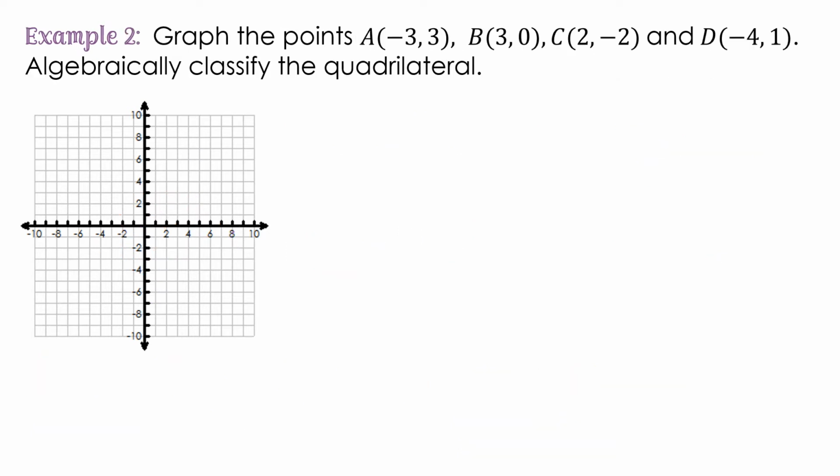All right, for example 2, we've got the points. Let's try this again. -3, 3. Okay. 3, 0. 2, -2. And -4, 1. All right, let me label these A, B, C, D, and connect.